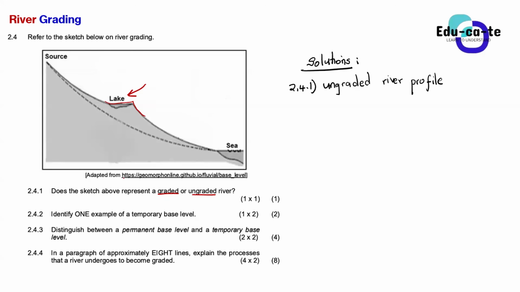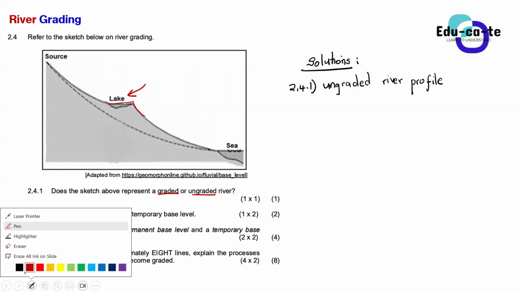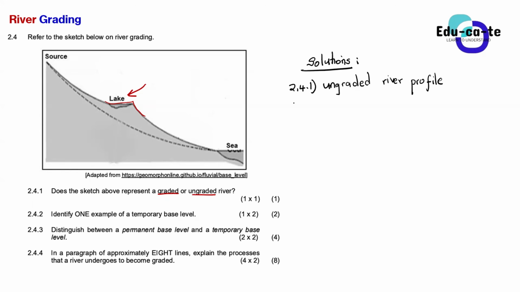Now, identify one example of a temporary base level of erosion. We want one example. Nick point. Well, yes, it is there. We can see the nick point. I think we can definitely say a nick point is there. Who else can see anything else? Yes, Tandaz. The lake, sir.